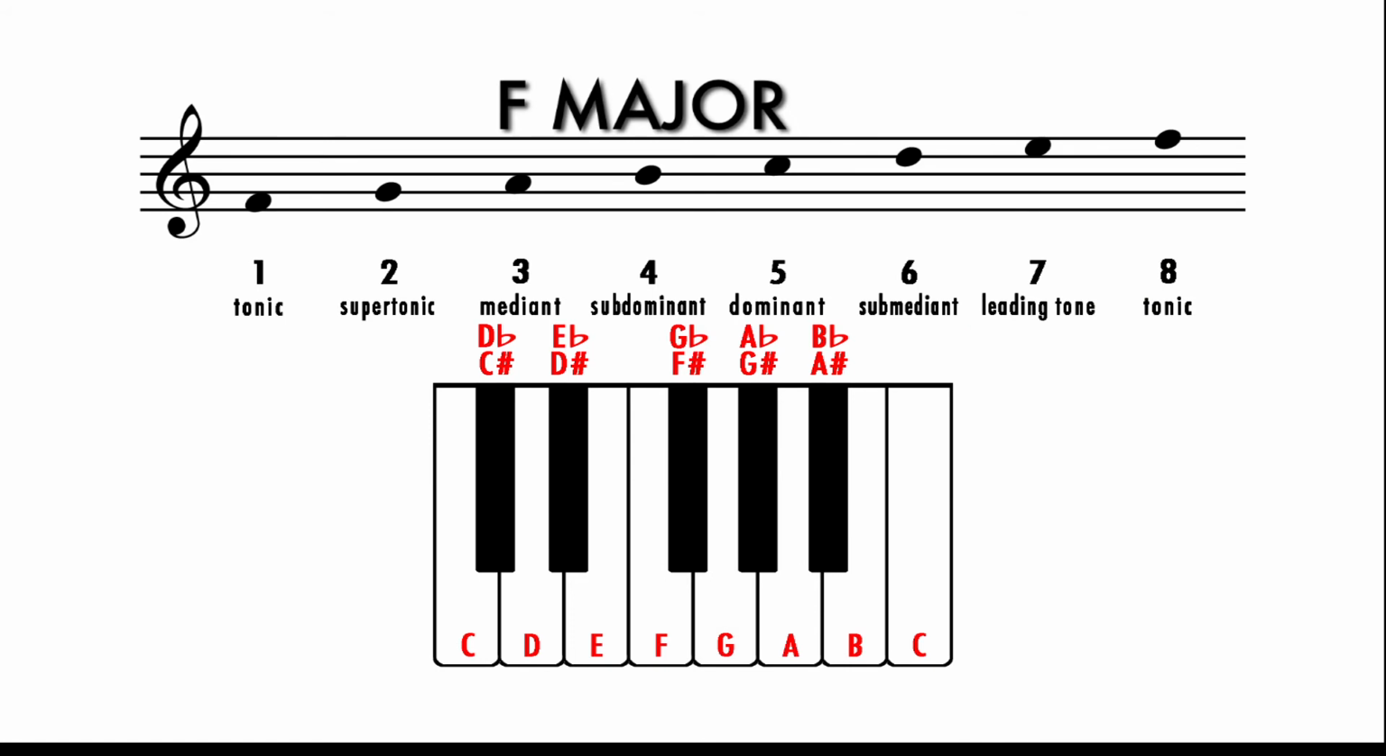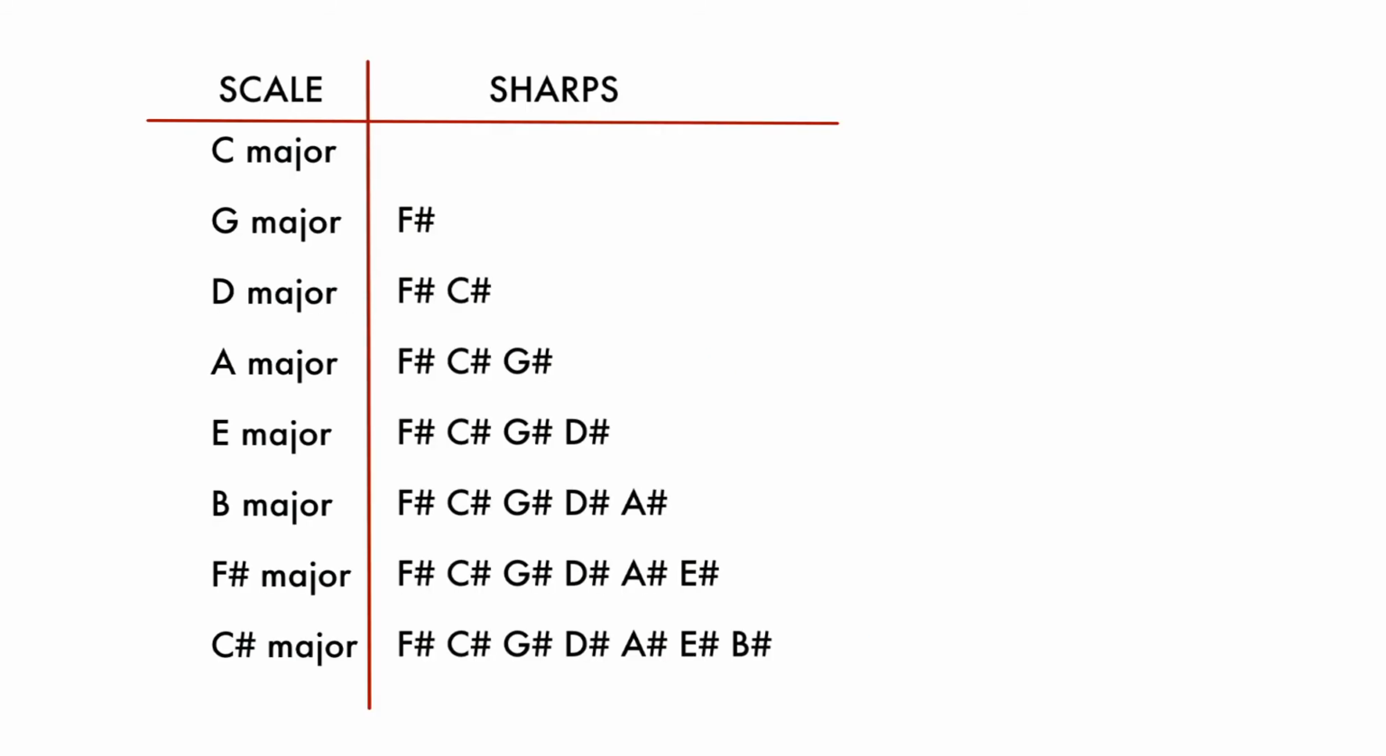Looking at F major, you will see that in order for the 4th scale degree to be a semitone from the 3rd scale degree, it needs to be lowered by a semitone. This table illustrates the sharps or flats that correspond to their respective major scale.